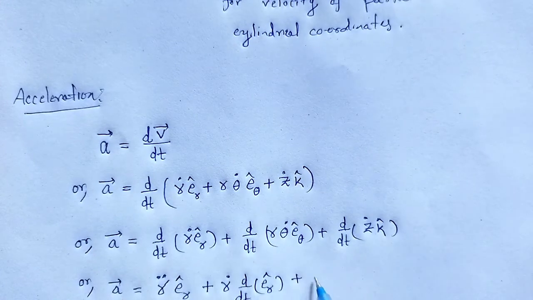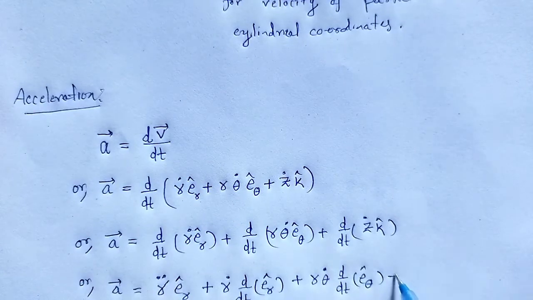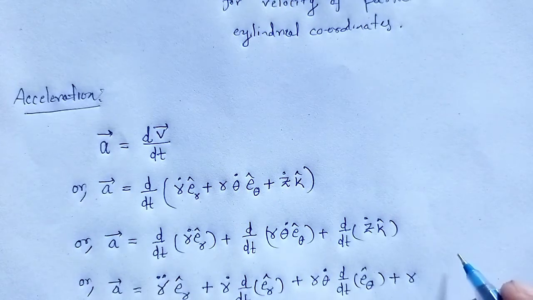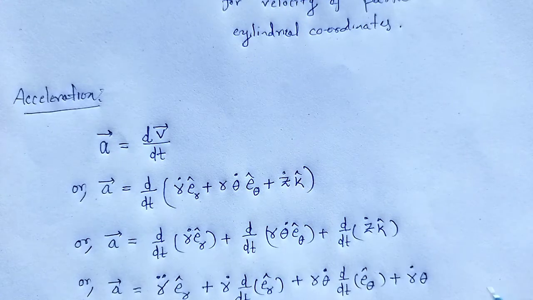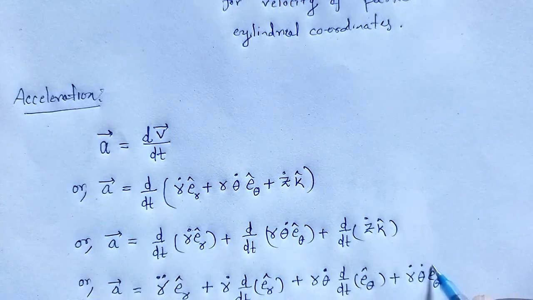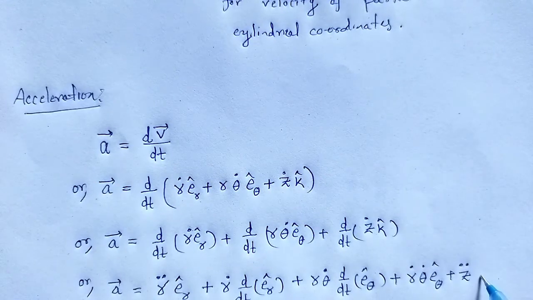plus r theta dot d by dt of e theta cap plus r dot theta dot e theta cap plus z double dot k cap. Let this be equation number 6.